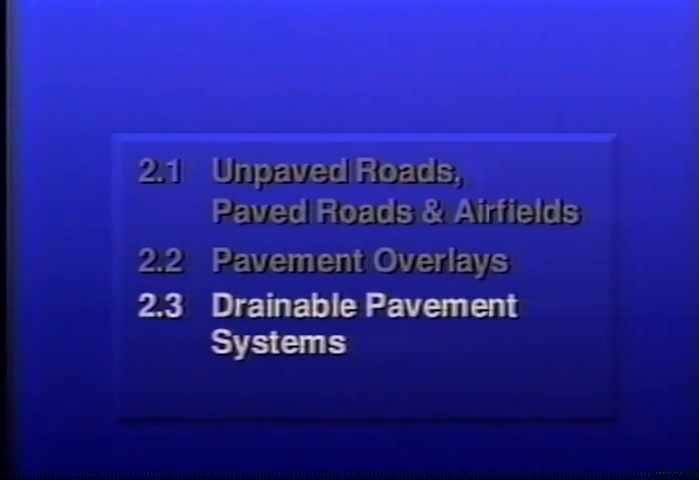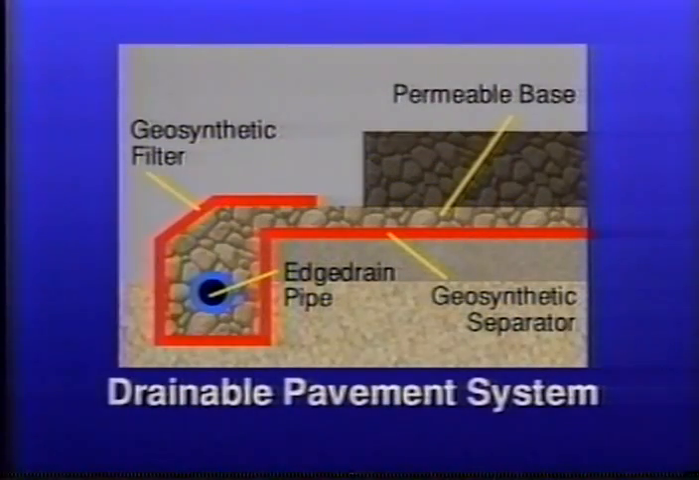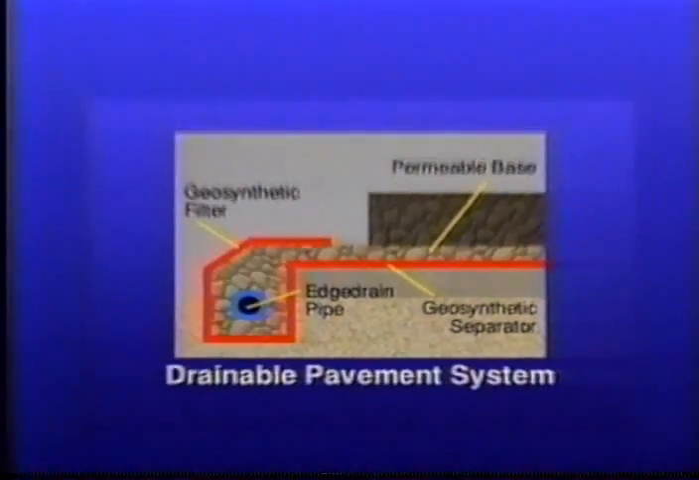Drainable pavement systems combine a geosynthetic separator placed between subbase and permeable base, and an edge drain pipe surrounded by a geotextile filter. This system removes infiltrated surface water, which cannot be prevented from entering the pavement structure.